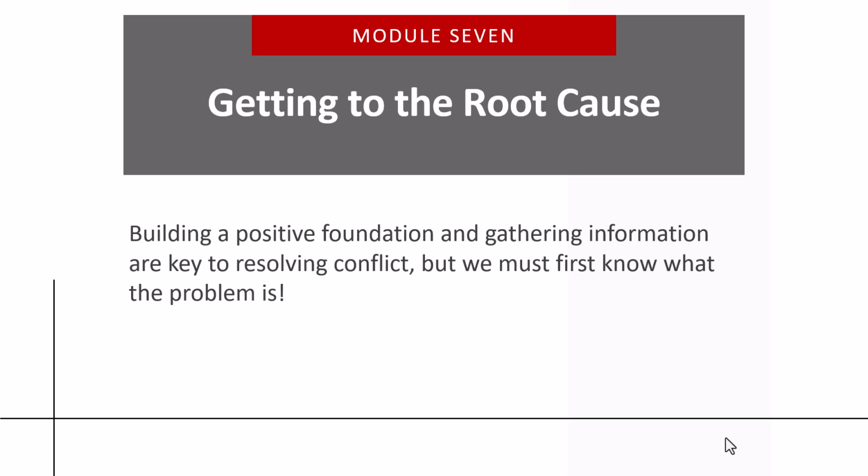Module 7, Getting to the Root Cause. Building a positive foundation and gathering information are key steps to resolving conflict. But it is going to be difficult to solve the problem if we don't know what the problem is. In this module, we will learn how to delve below the current conflict to the root of the problem. This phase is important for long-term resolution rather than a band-aid solution.